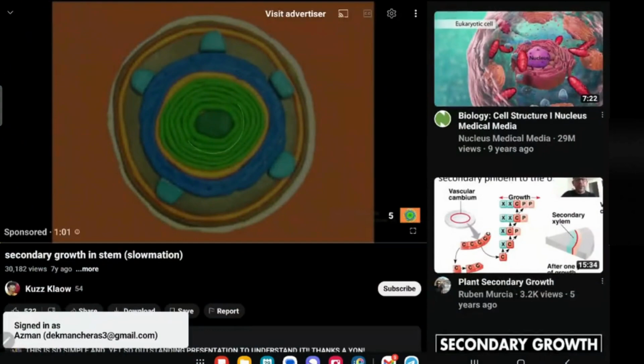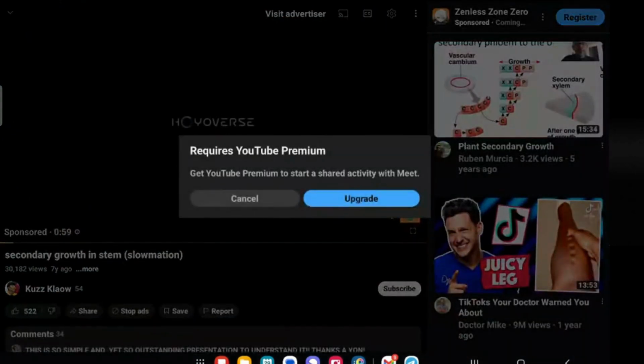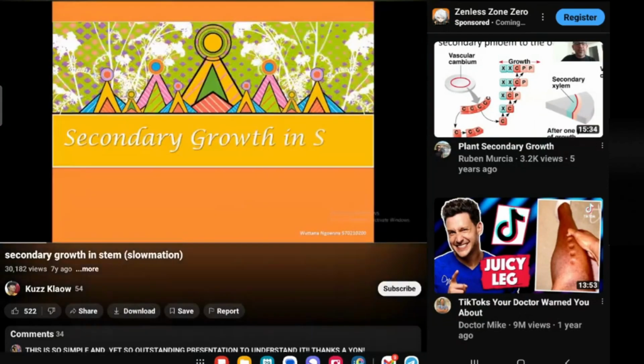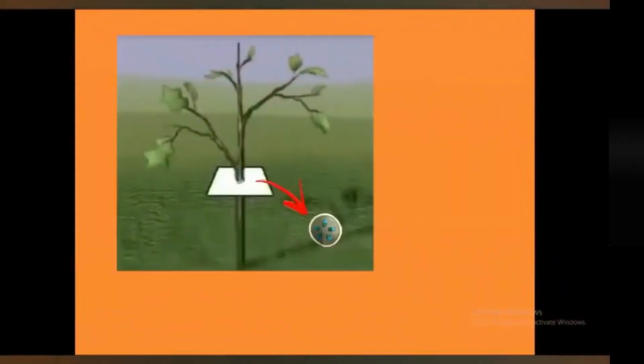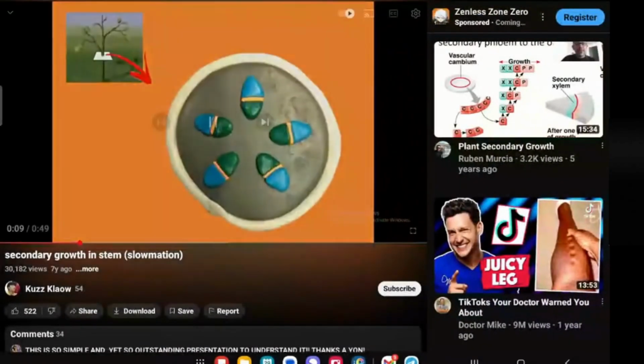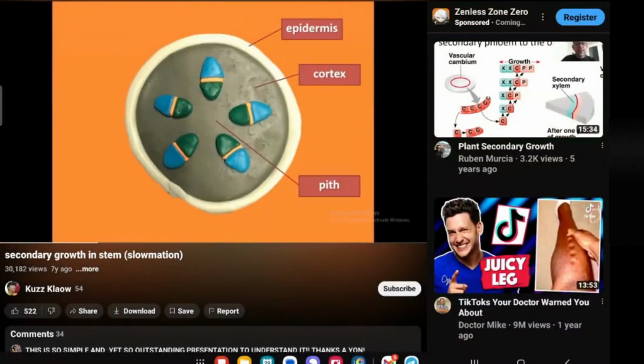Okay, this one here. It's a clay mason. Wait for the ad. Go. Now, this is the clay mason for the secondary growth. Later I will let's do this. See here. Okay, they are labeling all of them, right?